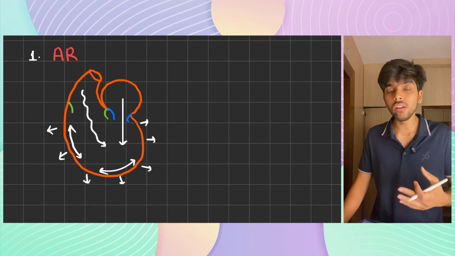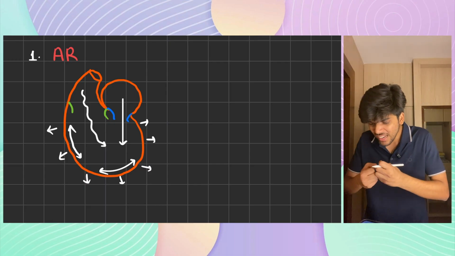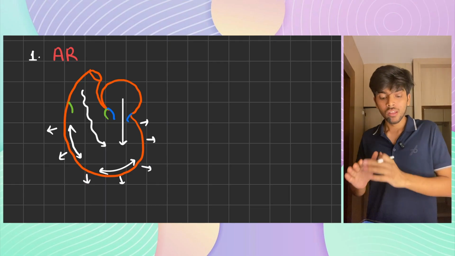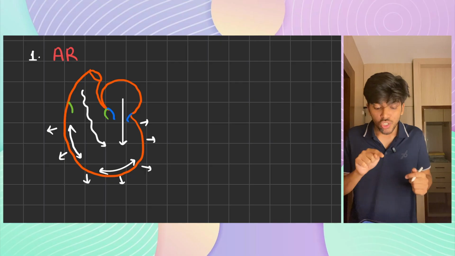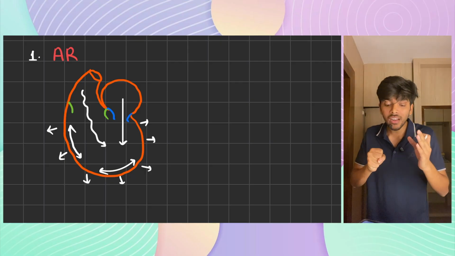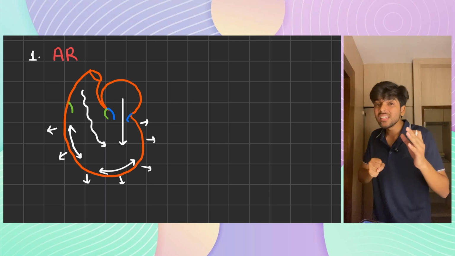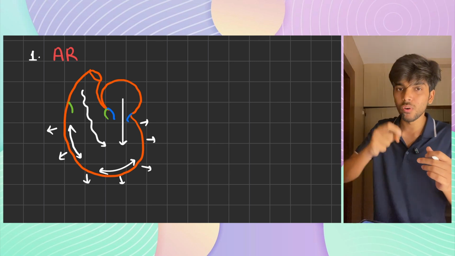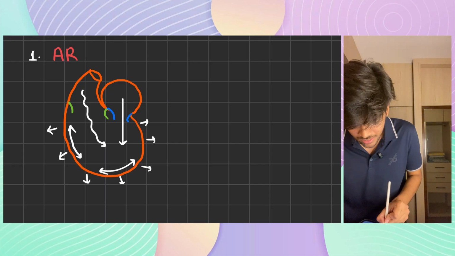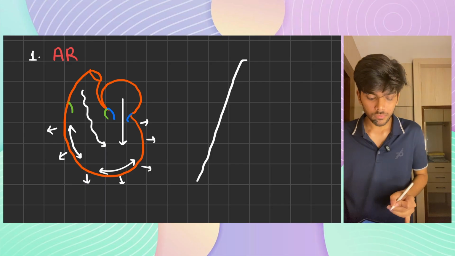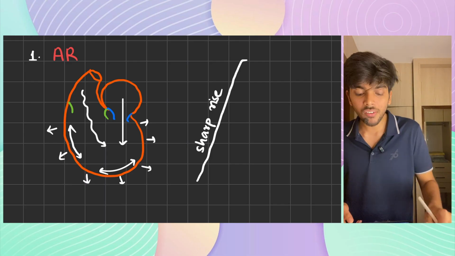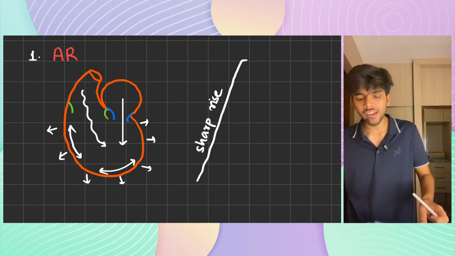And as per Starling law, the more the wall of the ventricle stretches, the more strongly it contracts back. So it shows strong contraction. And it is due to the strong contraction of the ventricle that the blood gets pushed out of the ventricle through the aorta to the periphery, and there is a sharp rise in pressure inside the aorta. There is a sharp push of blood out into the aorta. So why is there a sharp rise? The sharp rise is due to the strong contraction of the highly overfilled left ventricle.